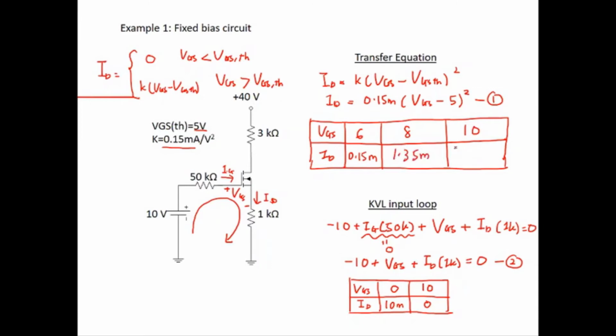And then for the next calculation, you do the same calculation. This is your table. So now you have the required points to draw the graph. So next let's do the graph. The graph will be ID versus VGS.